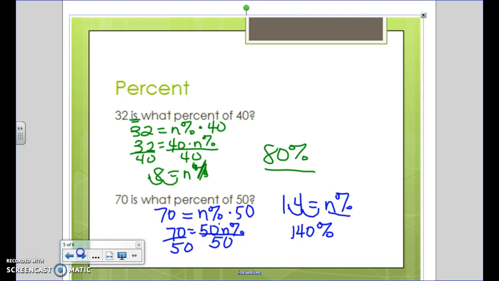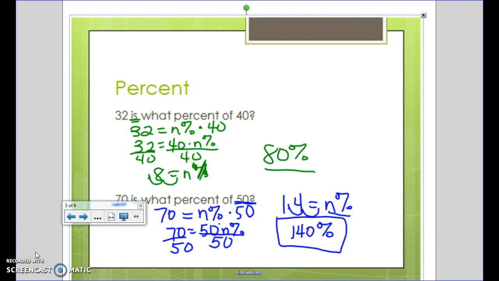And let's think about if this makes sense. 70 is actually bigger than 50, and we want to know what percent of 50 it is. So it should be bigger than 100%. And so I think that the answer 140% does make sense. Okay. So that's it for today. Just keep in mind that is means equal and of means multiply, and I think you'll be in great shape.